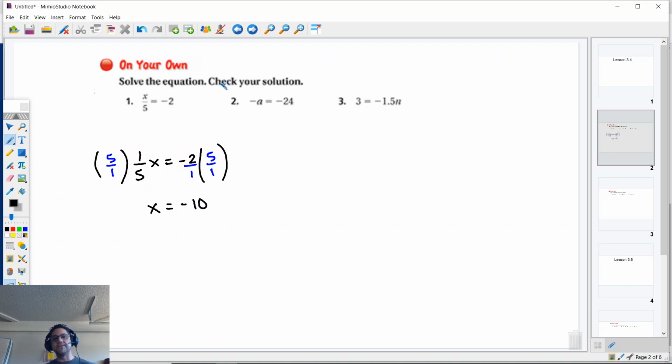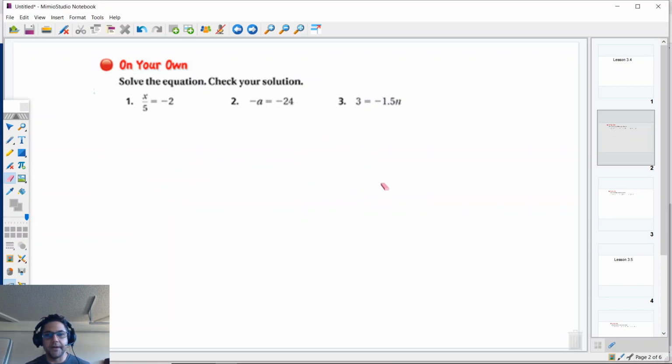Now, checking it is a really great test-taking strategy. Remember, you take the original problem and you substitute what your answer is. So x over 5, and x is negative 10, so that's negative 10 over 5. And we are expecting to get negative 2. A negative divided by a positive is a negative. 10 divided by 5 is 2. Negative 2 does equal negative 2, so we are good to go there. Excellent.